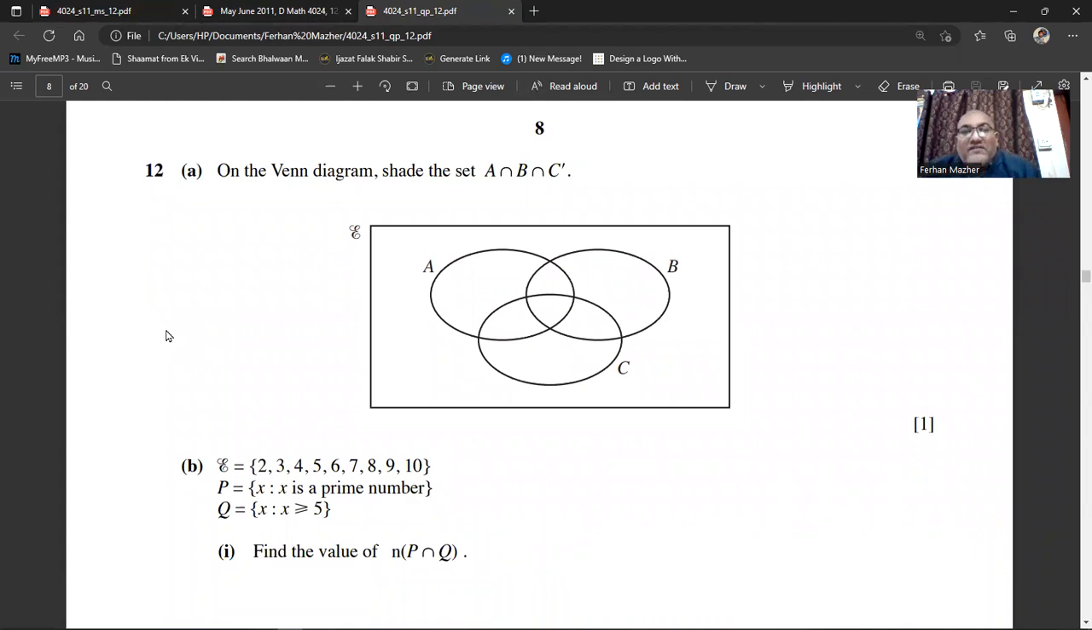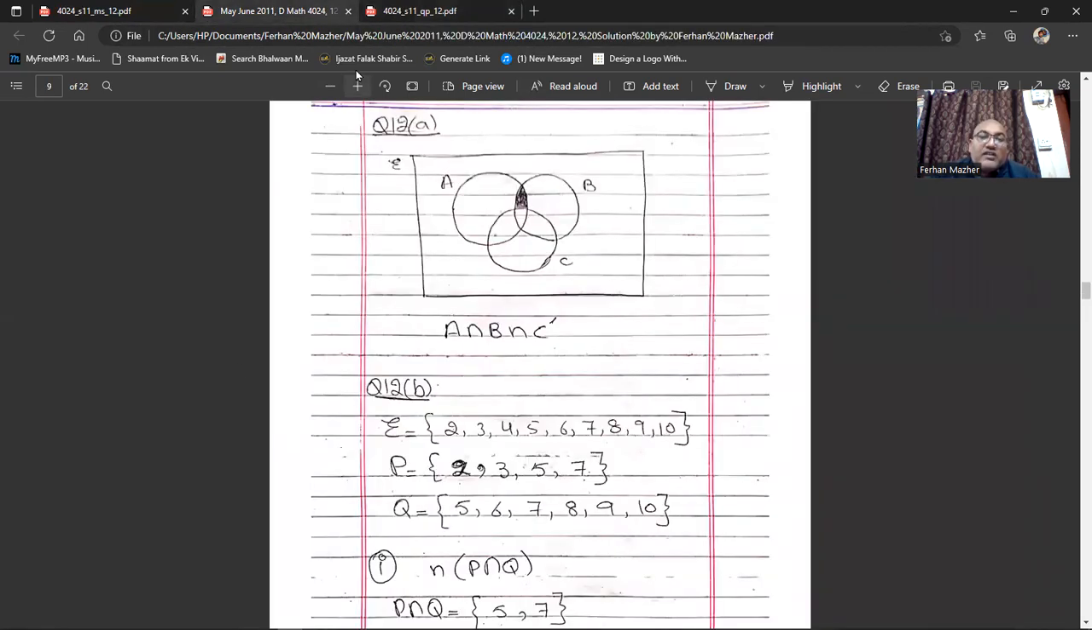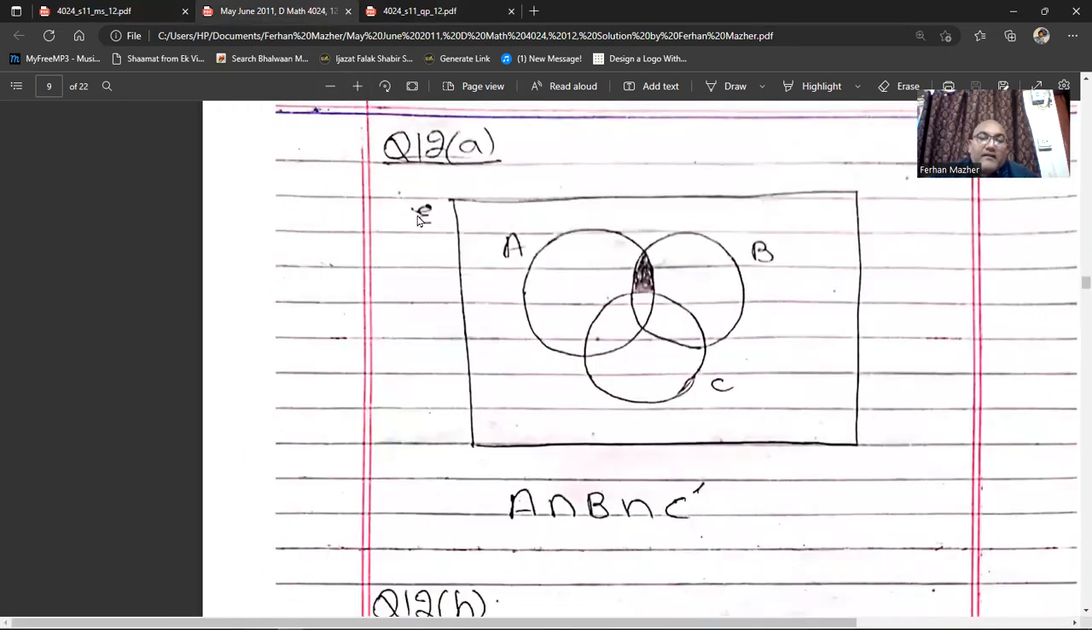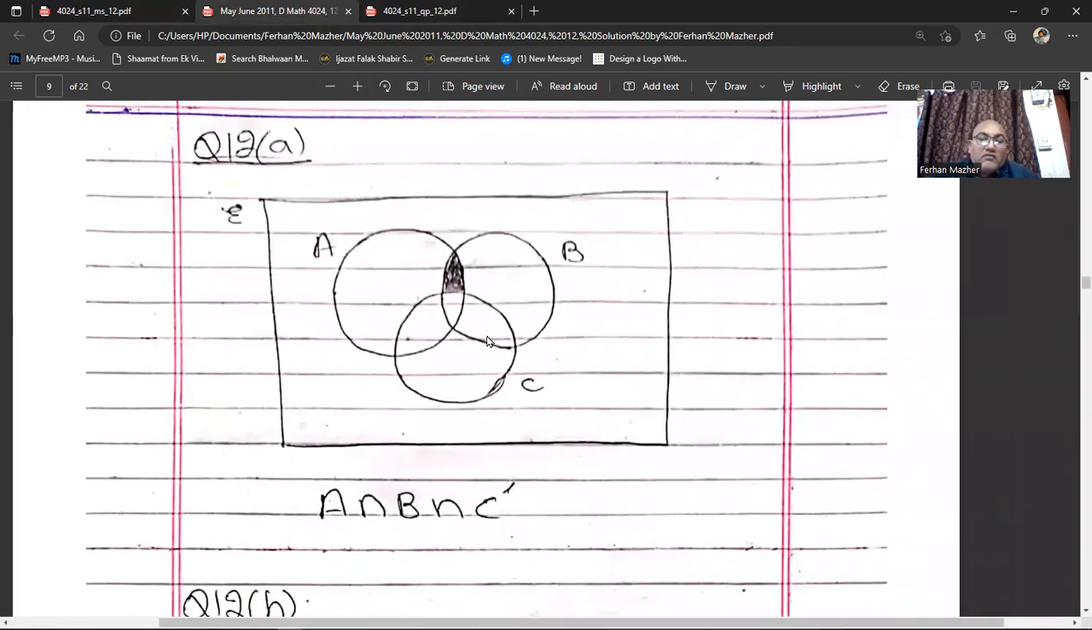Question number 12, on the Venn diagram, shade the set A intersection B intersection C complement. So you have to remain outside C, and shade that portion out of C which is common to A and B. So this small portion will be shaded, like this.